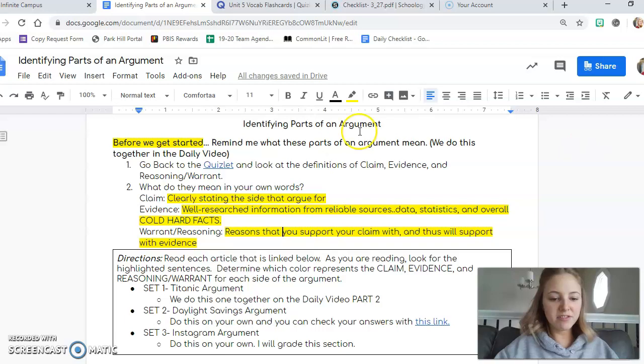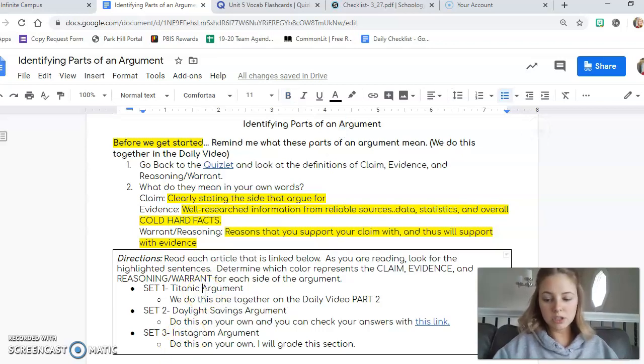Okay, so now that we've reviewed claim, evidence, and warrant, we are going to be specifically pulling those out of arguments that we're looking at. Now, set 1, you can see it's a Titanic argument. We're going to look at 2 articles, one on each side. Actually, you only look at 2 articles on set 3. But we're going to be looking at articles that will show each side of the argument. So when we look at this Titanic argument, we're going to be looking at pro going to visit it and anti going to visit it. And we're going to do this one together here in this daily video.